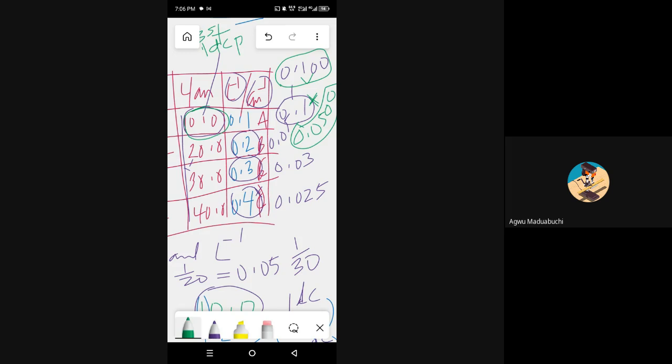0.0300. Good. Then for 40.0 inverse, what would be the answer? 0.0250. Good. So it's going to be 0.0250. This will be 0, 0. So how many SF is this? 3. How about B? 3. So we are maintaining the same SF, 3 SF for L inverse.